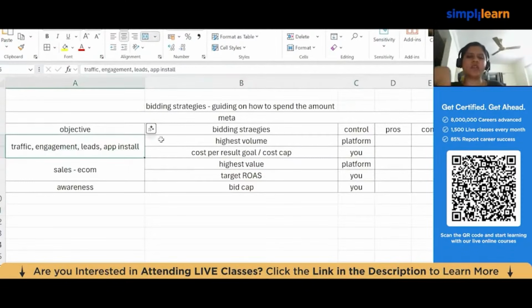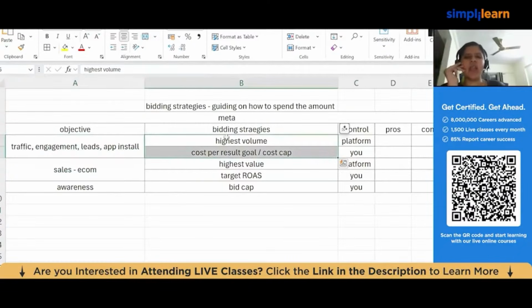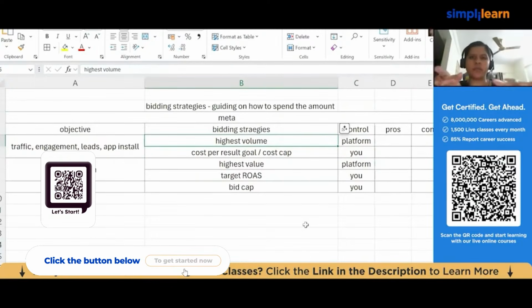Traffic engagement. If you have chosen an objective like traffic, engagement, lead, or app install, you can choose either of these two bidding strategies: highest volume or cost per result goal, which we also call cost cap. Now what's the difference between both? There are two scenarios, and based on the scenario, you should decide which one to choose, highest volume or cost per result goal.